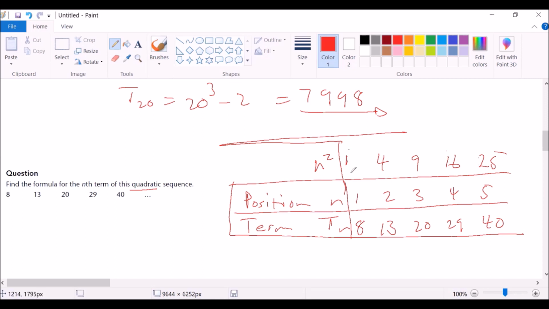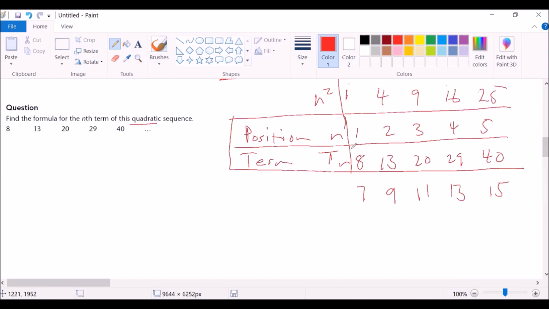Now let's look at the difference between the position squared and our terms. 8 minus 1 will give us 7. 13 minus 4 will give us 9. 20 minus 9 will give us 11. 29 minus 16 will give us 13. And 40 minus 25 will give us 15. Now this is another sequence.